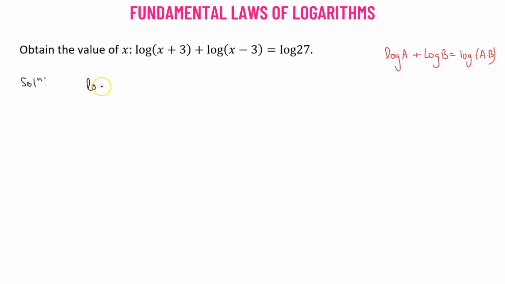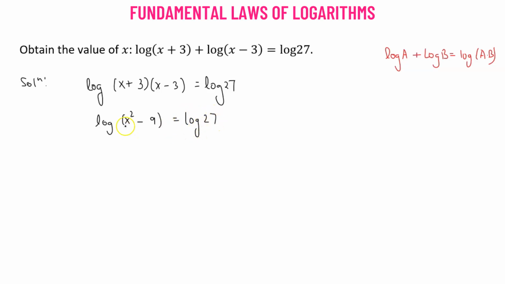We will get log of (x plus 3) multiplied by (x minus 3). That equals log of 27, or simply log of x squared minus 9 equals log of 27. So here we have two logarithms, each of them having a base of 10.